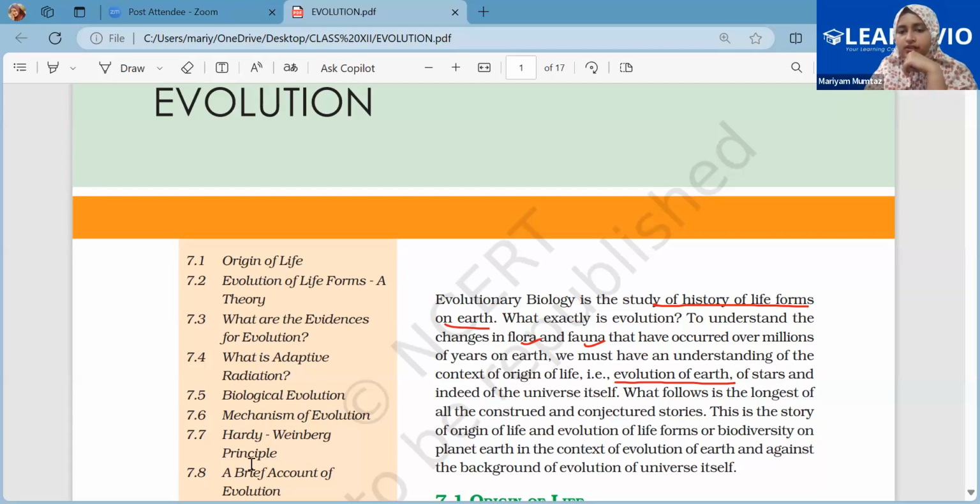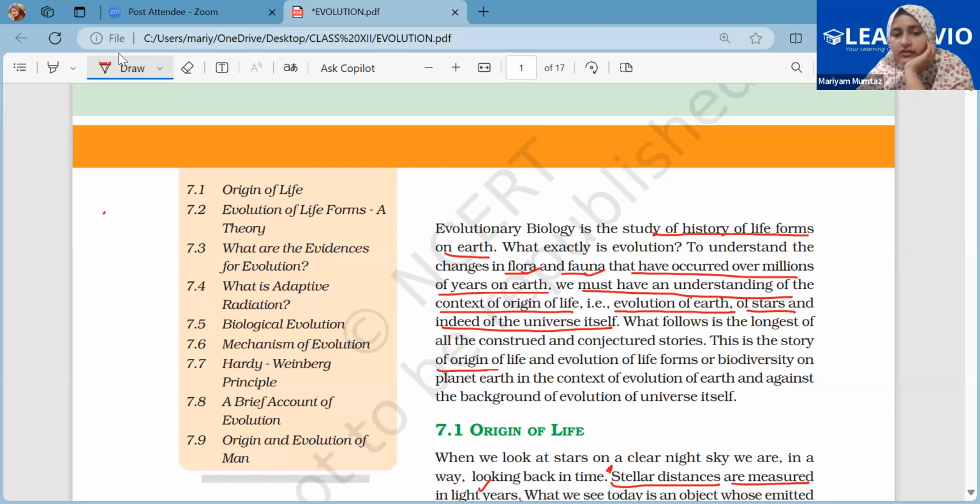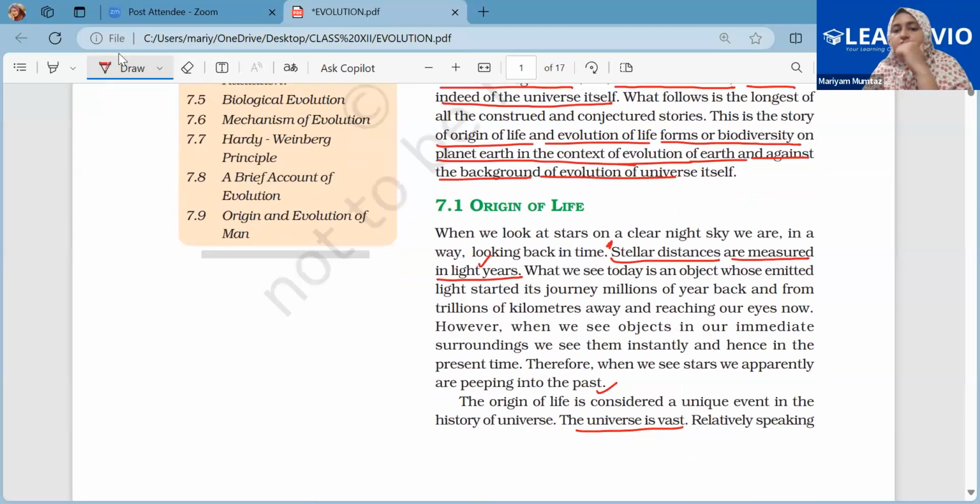Evolutionary biology is the study of history of life forms on Earth, how the life forms originated and how things happened. What exactly is evolution? To understand the changes in flora and fauna that have occurred over millions of years on Earth, we must have an understanding of the context of origin of life, that is the evolution of Earth, of stars, and indeed the universe itself. What follows is the longest of all the construed and conjectured stories. This is the story of origin of life and the evolution of life forms or biodiversity on planet Earth in the context of evolution of Earth and against the background of evolution of the universe itself, talking about the origin of life.